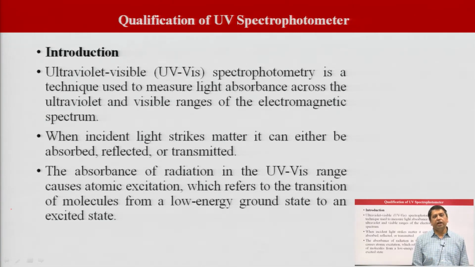When incident light strikes a matter, you can easily understand there may be three chances. Either the light may be absorbed, or it may be reflected, or it may be transmitted. Now, the absorbance of the radiation in the UV visible range causes atomic excitation, and because of this excitation, there may be a transition of the molecule from a low energy ground state to an excited state.